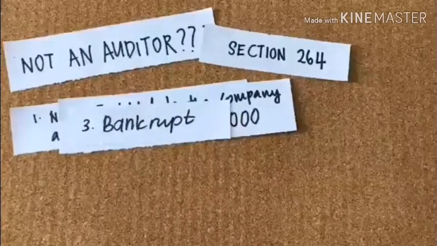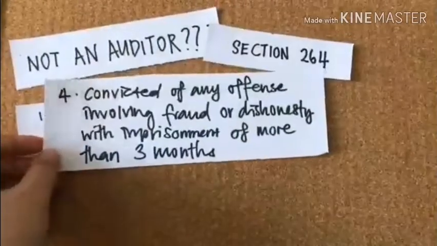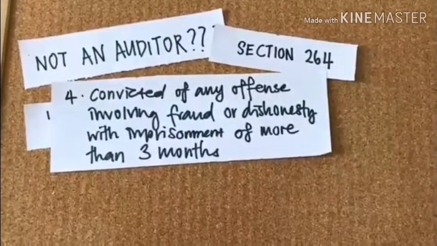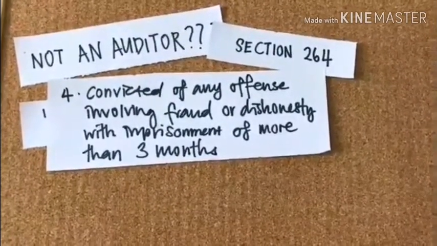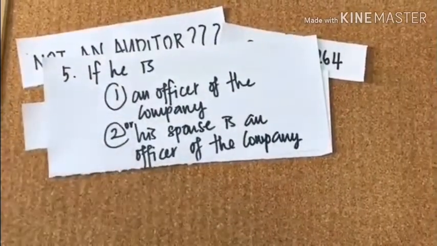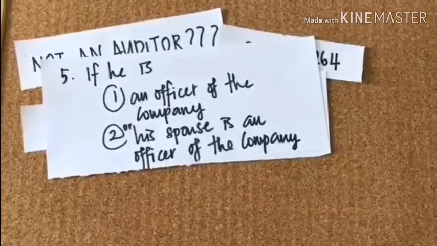Thirdly, a charged bankrupt within or outside of Malaysia. Next, anyone who is convicted of any offense involving fraud or dishonesty with imprisonment of more than 3 months. Next, a person if he is an officer of the company or his spouse is an officer of the company.